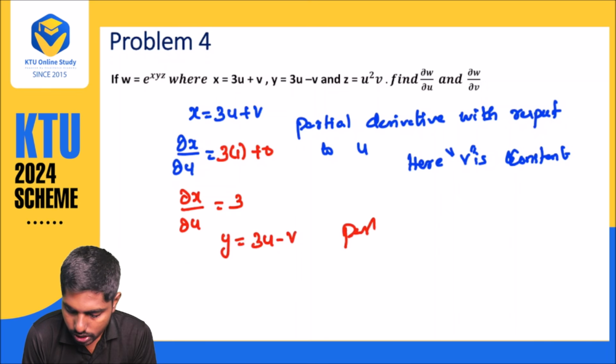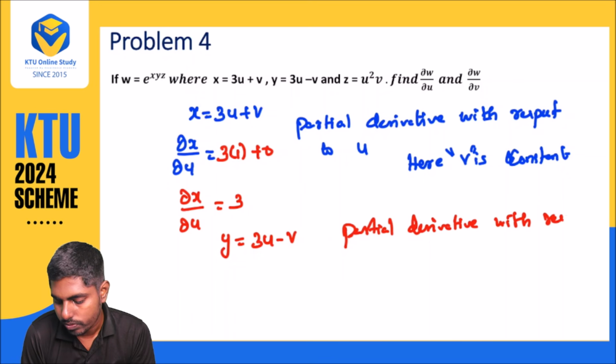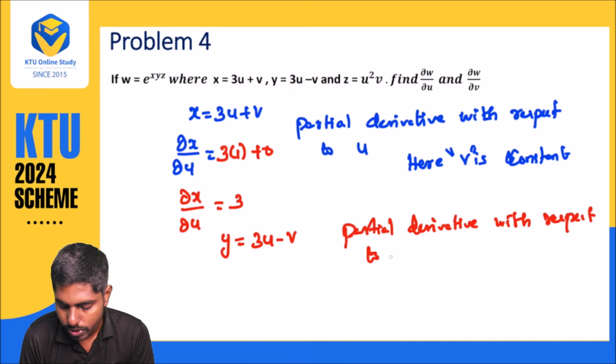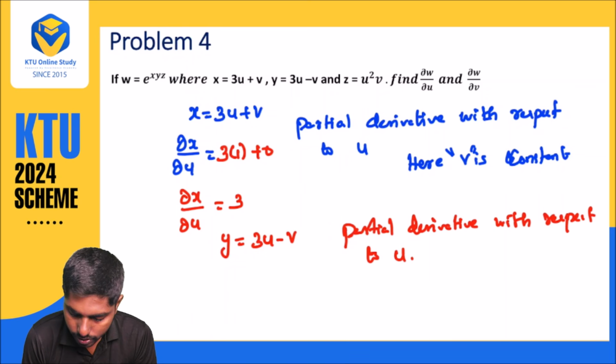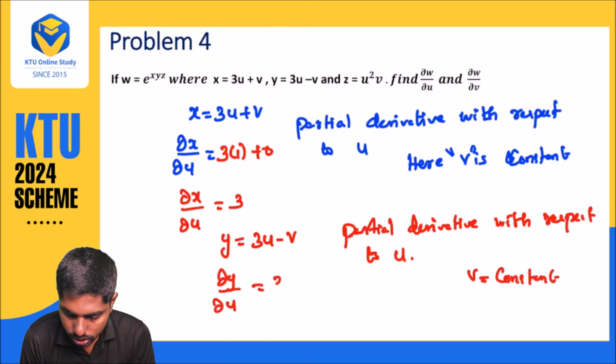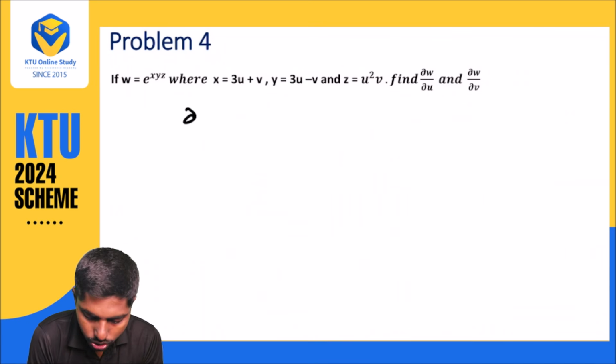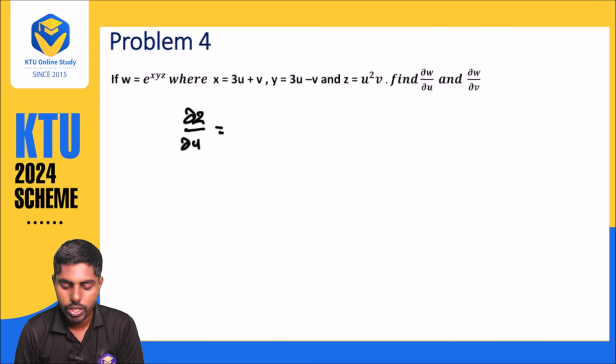So the partial derivative with respect to u, what will we get? ∂y/∂u, here v is constant, so it will become 3 into 1 minus 0, which is 3. Similarly, we also want to know z. ∂z/∂u we want to identify.